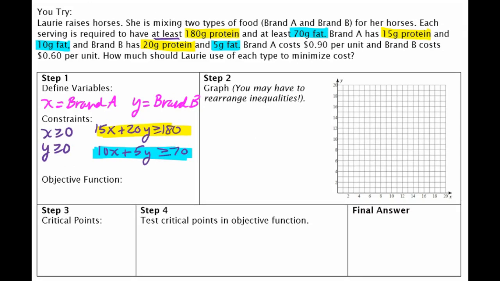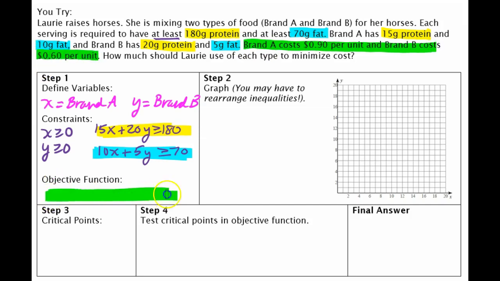Now I need my objective function. This one is different than the previous Utry. In the past, we've been trying to maximize things. Now we're actually going to be minimizing the cost. So it tells us here how much each unit of food costs for each different brand. Those numbers are going to be used for my objective function.